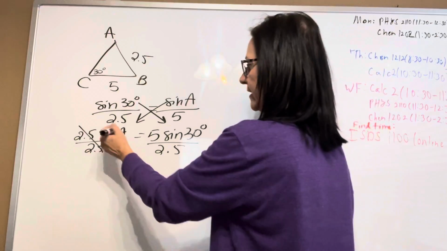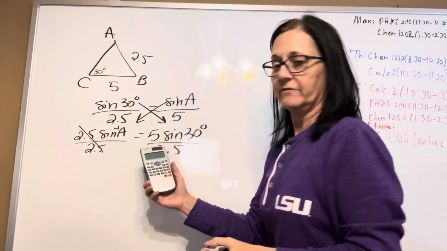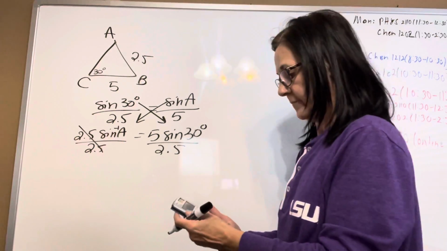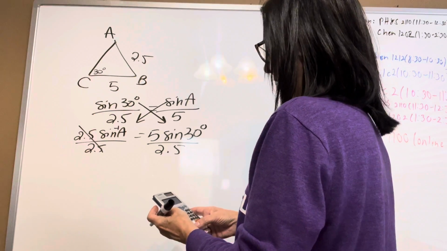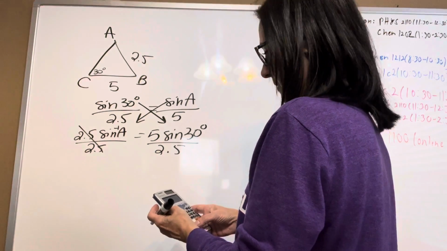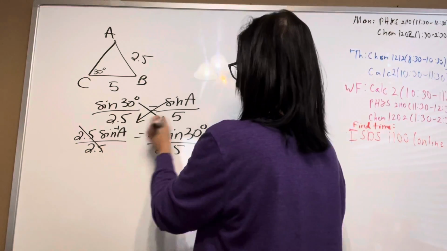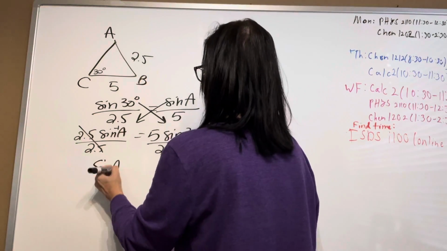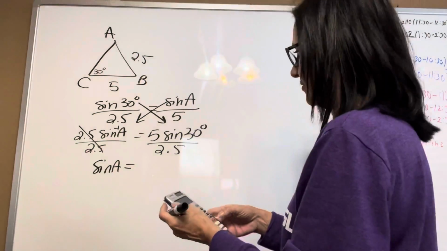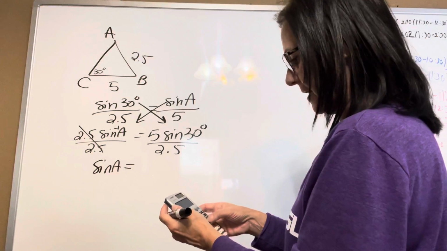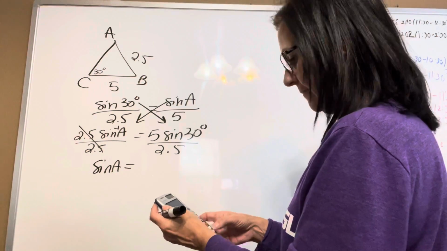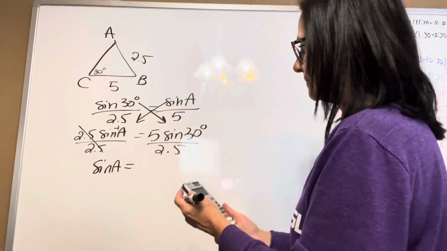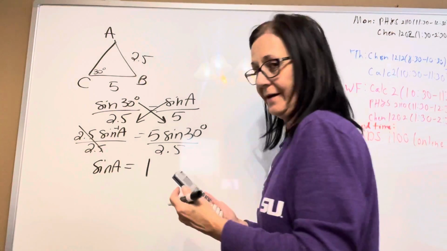So now I'm going to do inverse sine of this ratio. I'll show you my calculator. Well, I'll go ahead and solve for this. So we have the sine of A equals, just to do it in right steps, 5 times the sine of 30. I'm going to hit the equal sign, then divide by 2.5. Wow, the sine of A is 1.